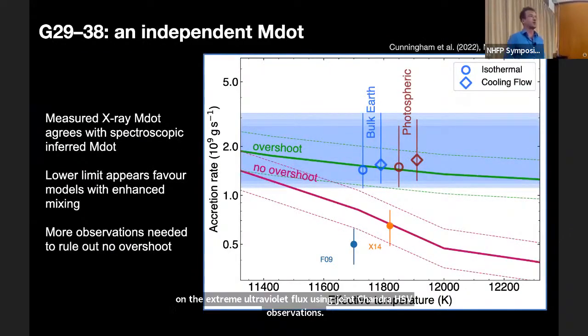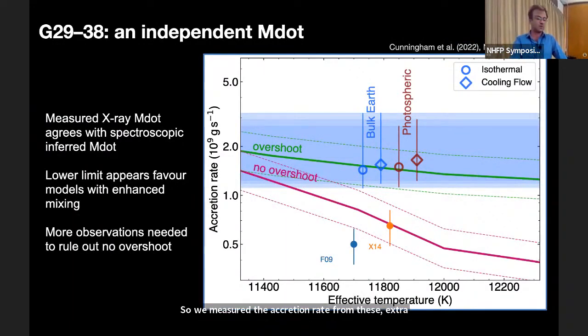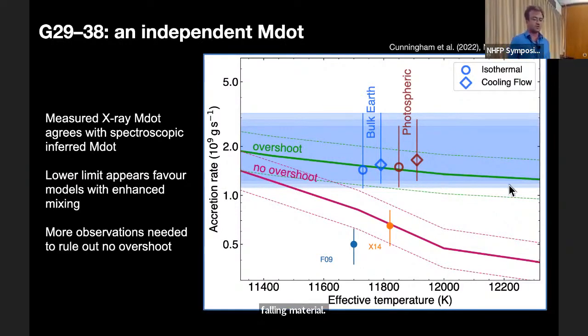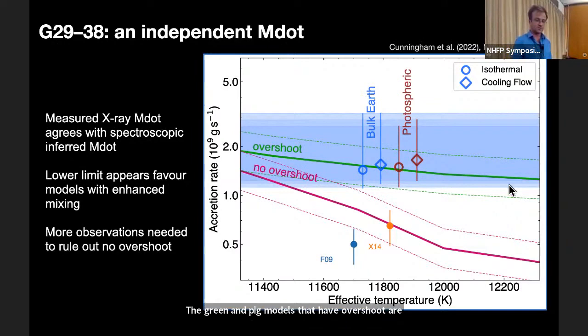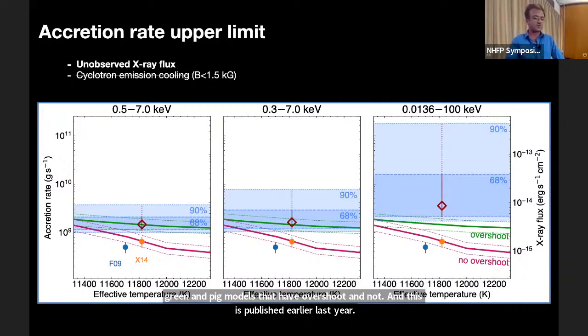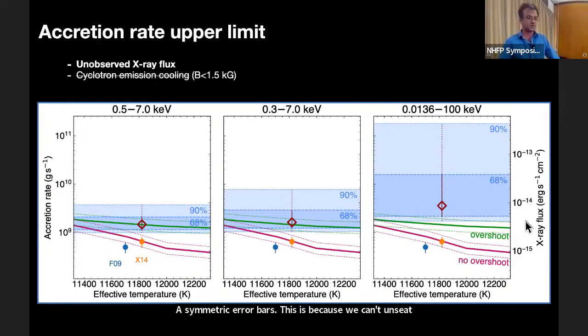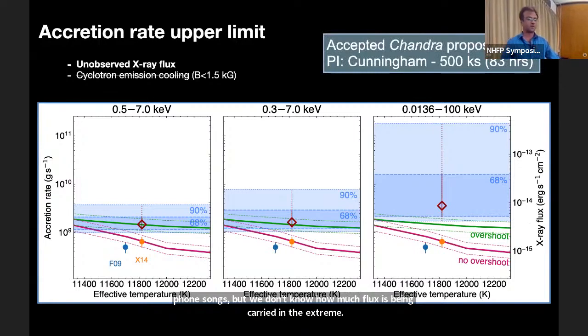So we measured the accretion rate from these X-ray observations, and that's what I'm showing here in blue, with various assumptions about the composition of the infalling material. The green and the pink are models with and without overshoot. This was published earlier last year. One of the key uncertainties is an upper limit on the accretion rate, so here we have highly asymmetric error bars. This is because we can't unsee photons, but we don't know how much flux is being carried in the extreme ultraviolet. That's one of the main things I'm interested in improving.